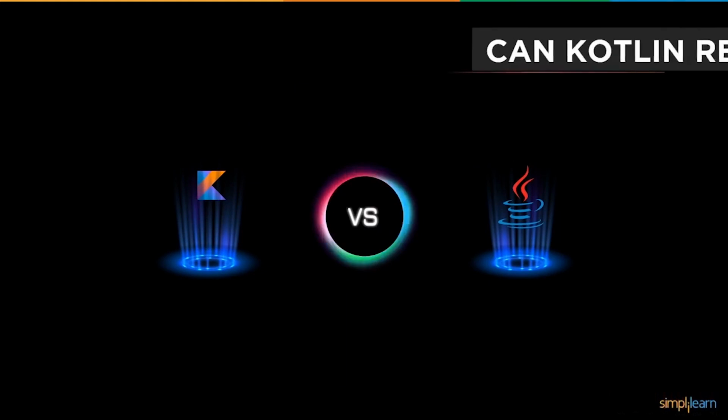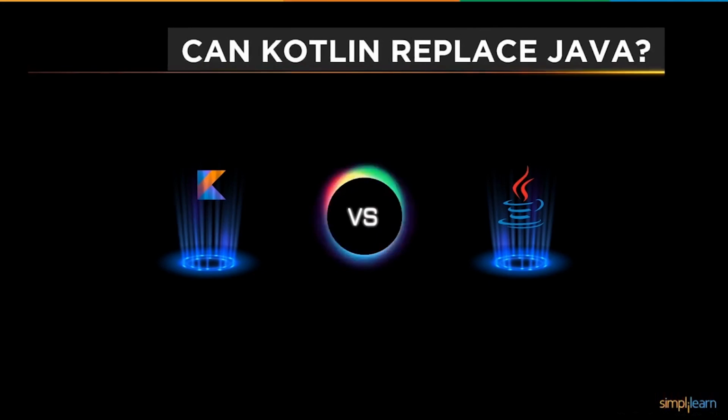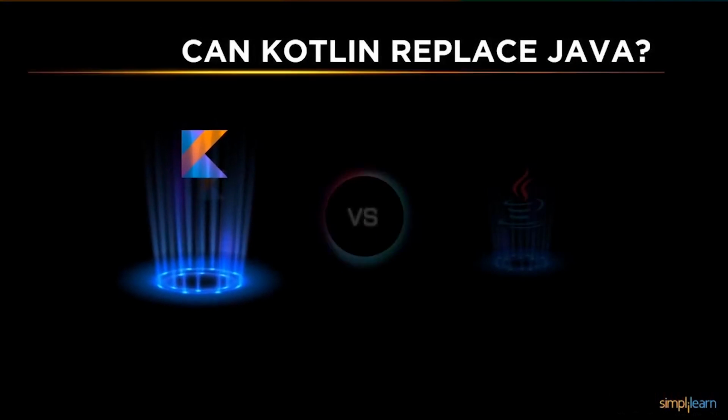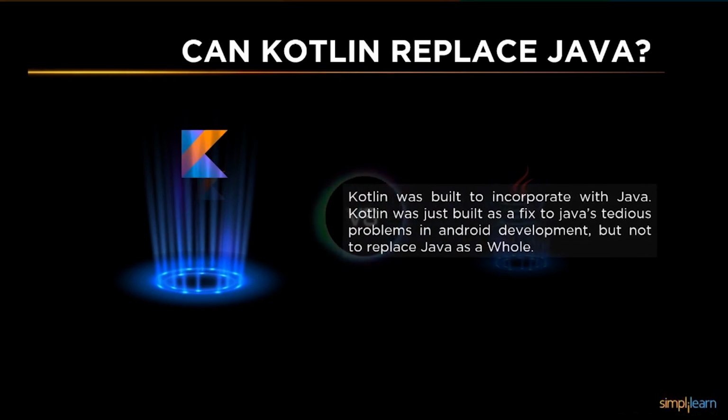Now comes the question of the session. Can Kotlin really replace Java? The answer is obviously a big no. Kotlin was built to incorporate with Java. Kotlin was just a fix to Java's tedious problems in Android development, but not to replace Java as a whole.